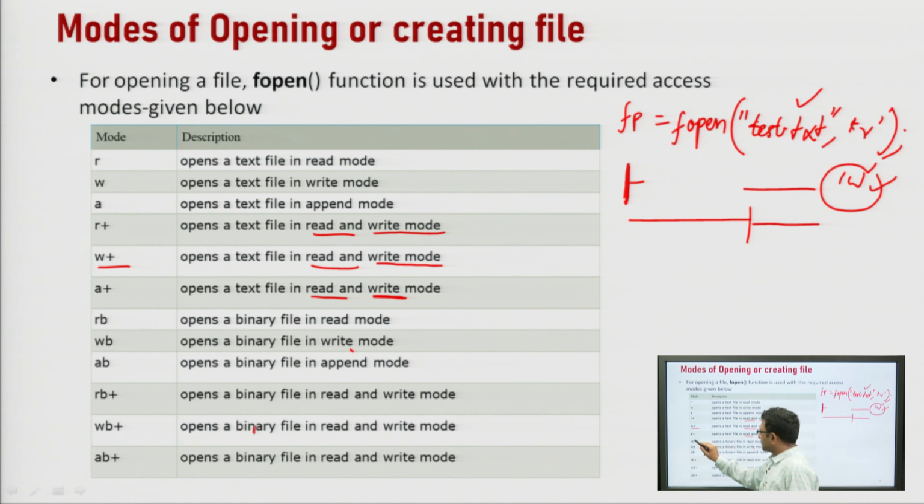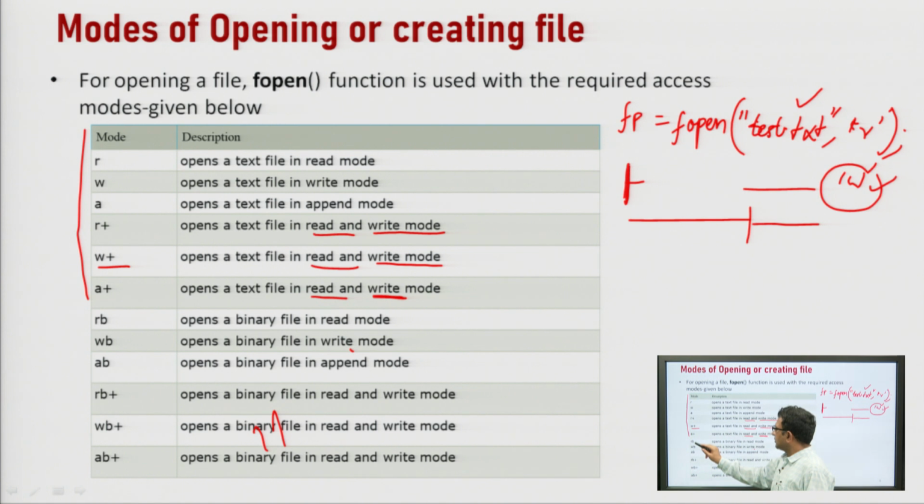Now, RB. So, these are the modes which are being used for the binary files, and the upper ones are the modes which are being used for the text files. So, the binary files are different from the text files. We think that binary files have a large amount of data present in the file.